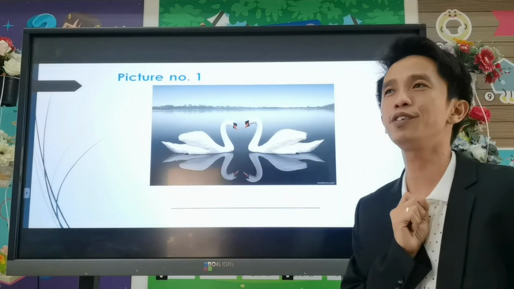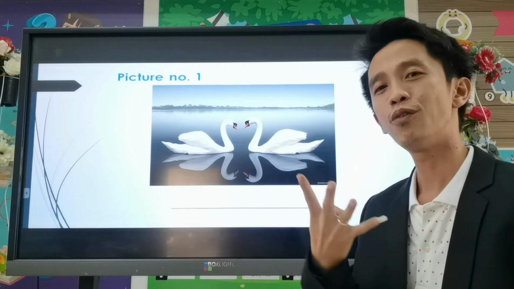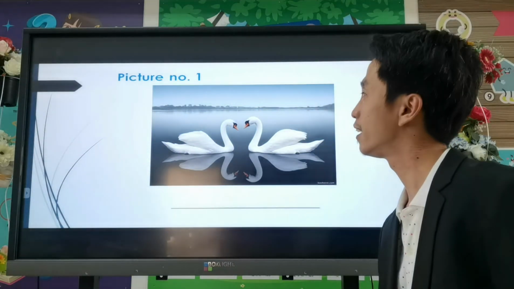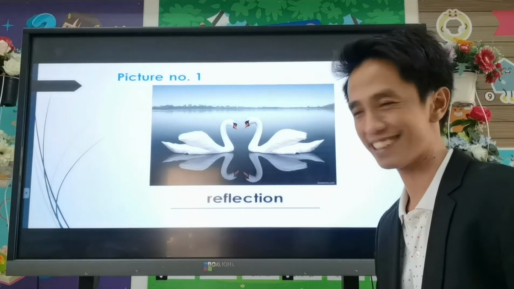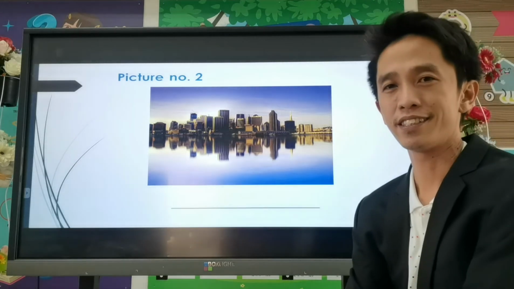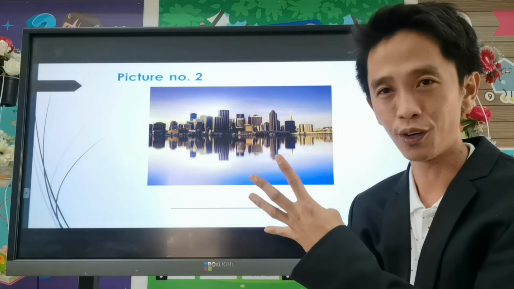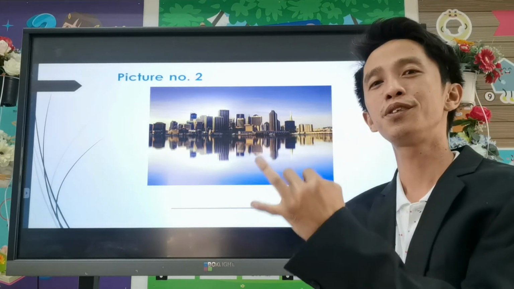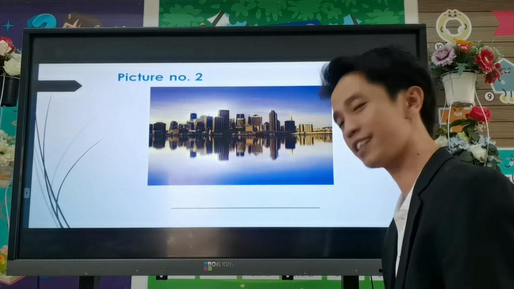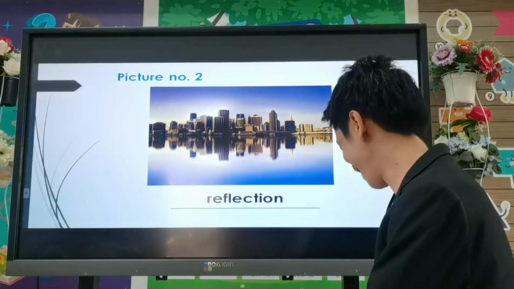Try to write. I give you a few seconds. 5, 4, 3, 2, 1. Okay. The answer is reflection. Very good. Next, picture number 2. How about this one? Try to answer. I give you 5 seconds. 5, 4, 3, 2, 1. Okay, time's up. The correct answer is reflection. Okay, if you got it correct, very good.